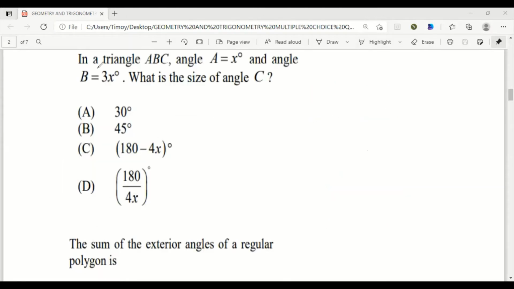Okay? In a triangle ABC, angle A equals x degrees and angle B equals 3x degrees. What is the size of angle C? Best thing to do, make a sketch. So we have a triangle, right?